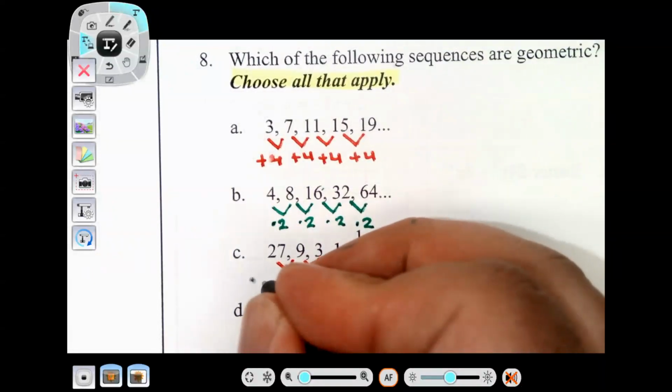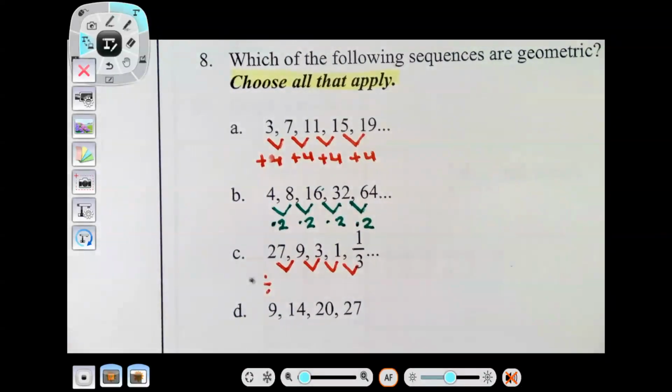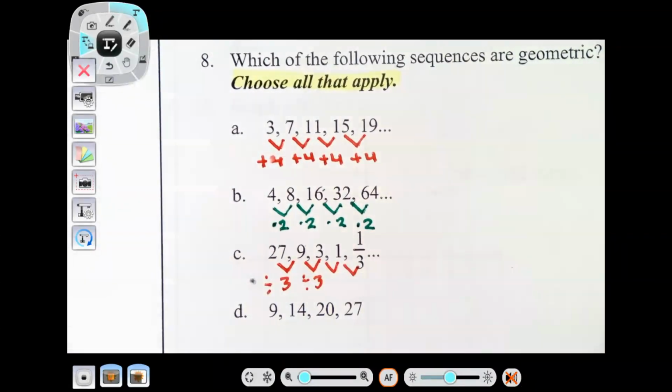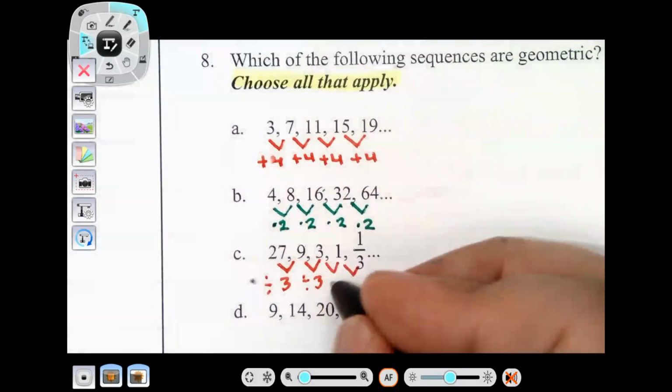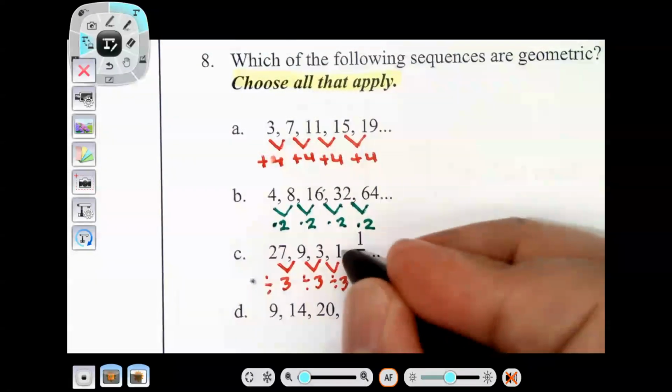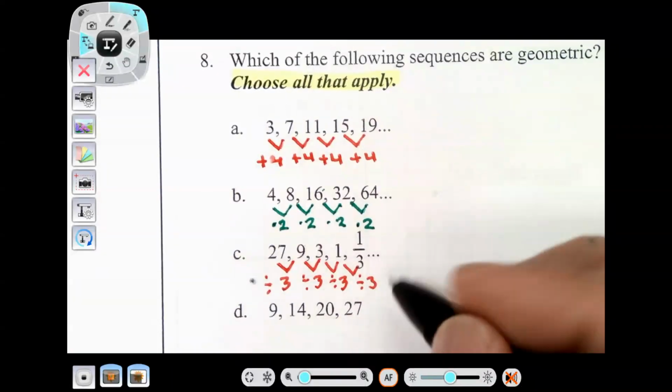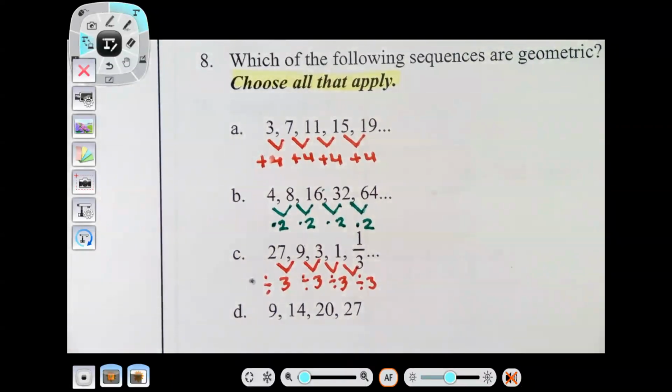27 divided by what is 9? Well, there's a 3. 9 divided by 3, definitely a 3. 3 divided by 3 is a 1. And then 1 divided by 3, well, we can't. That's why we leave it as a fraction. All right, so there's a pattern.